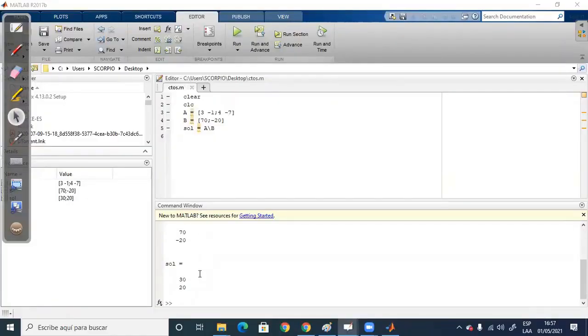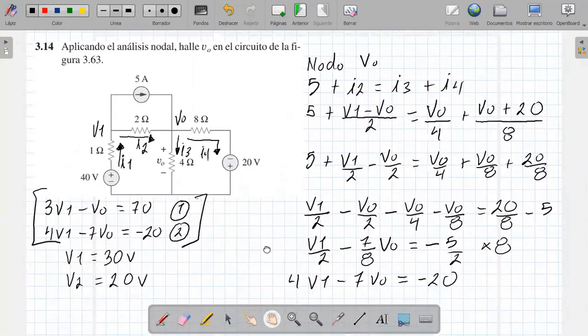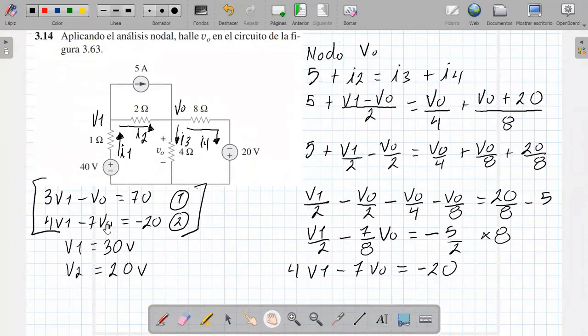This result tells me that V1 is equal to 30 volts and V sub 0 is equal to 20 volts. Those are the voltages that the exercise asks of us. We now have to identify which is V1 and which is V sub 0. I called it V sub 0, and this is what the exercise is asking us for: the voltage on this resistor.